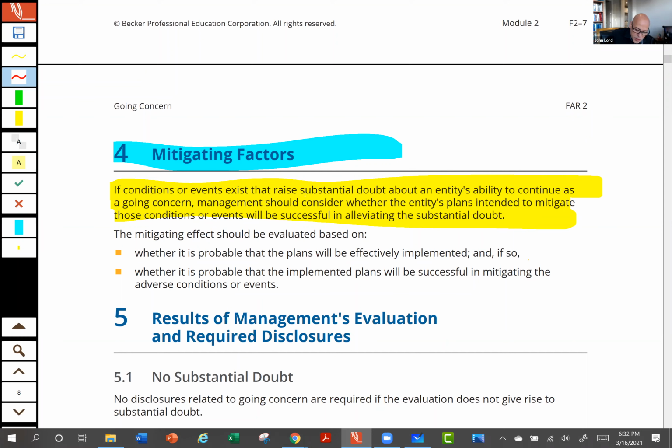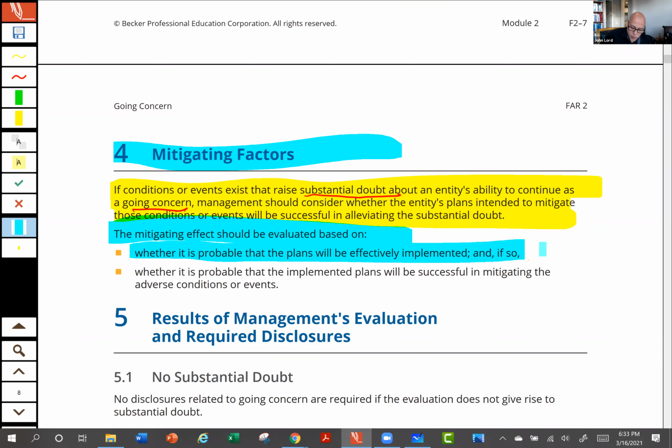Okay, now substantial doubt and going concern. I want to underscore those phrases because those are key words that you see a lot in the questions in this area. Okay. Now, once you look for things that'll mitigate that substantial doubt about the entity's ability to continue as a going concern, then you will need to look to see whether you can effectively implement that plan.